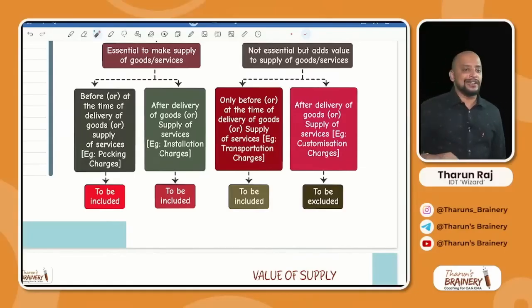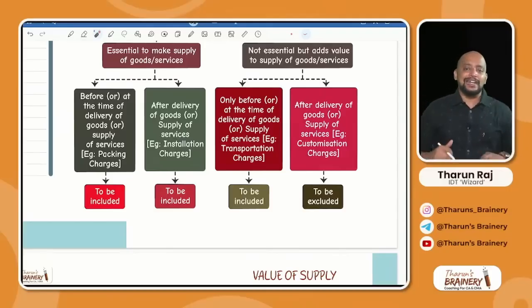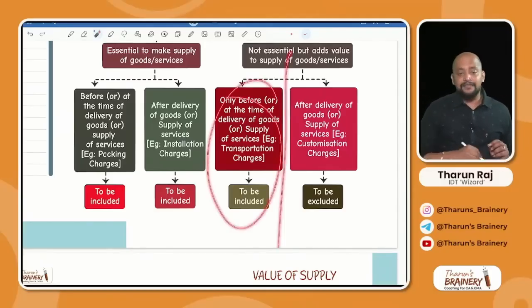So it is not incidental, and is this delivery charge before delivery of goods or after delivery of goods? Before delivery of goods, correct? They are collecting it only for the purpose of delivery of goods. So it should be included in the value.